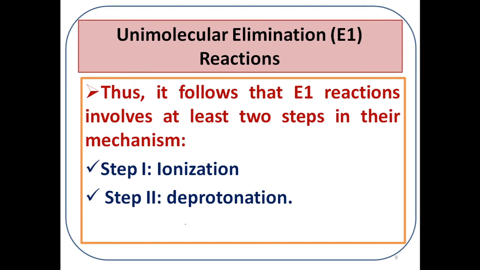Thus, we can say that E1 reactions, that is unimolecular elimination reactions, involve two steps in their mechanism. Step one is the ionization. This step gives rise to a carbocation. And the second step is the deprotonation. This gives rise to an alkene system, or in general, an unsaturated system.